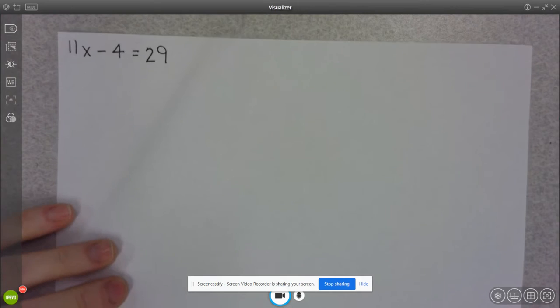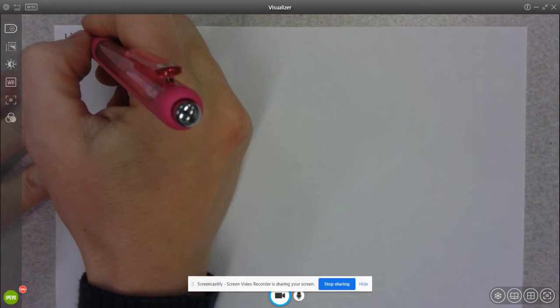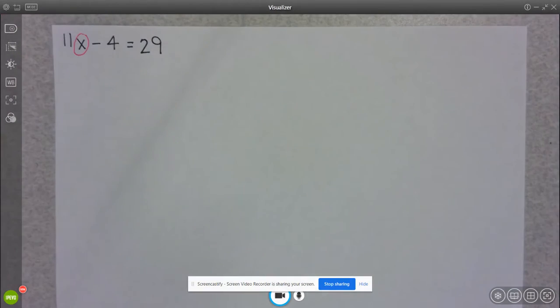So my goal is to get x by itself. I want x equals a number. So we're going to use inverse operations to go step by step to start to move things away from x.